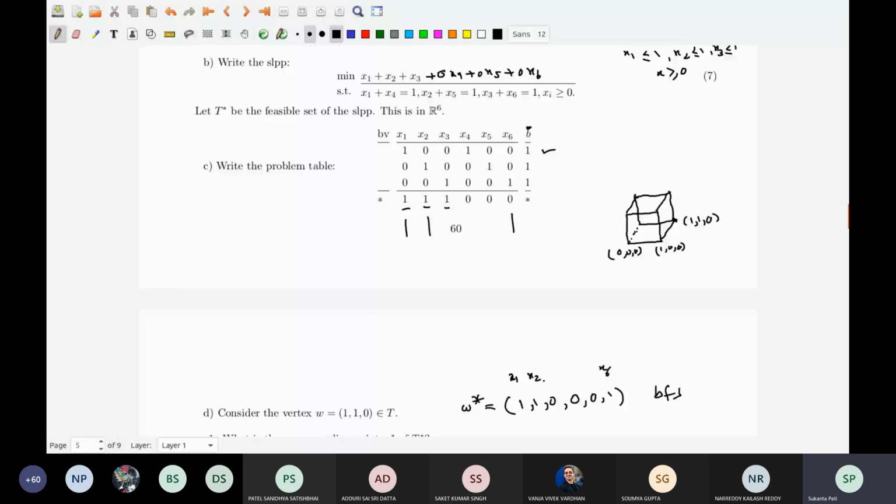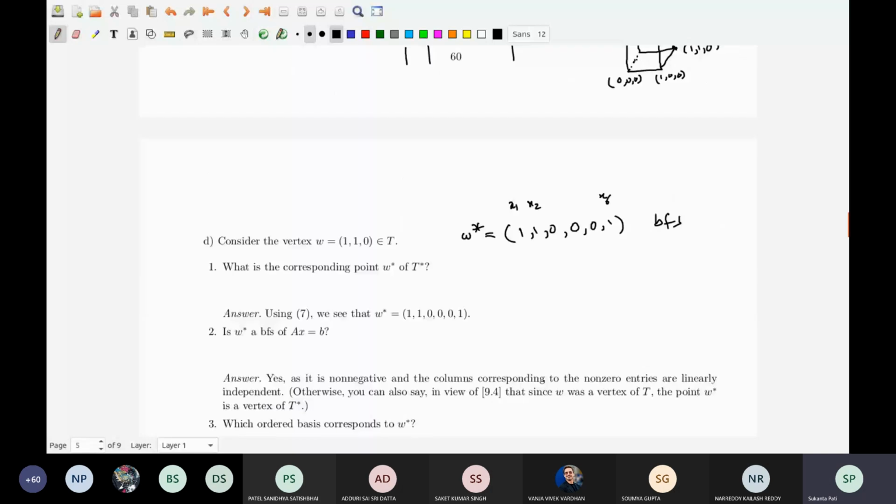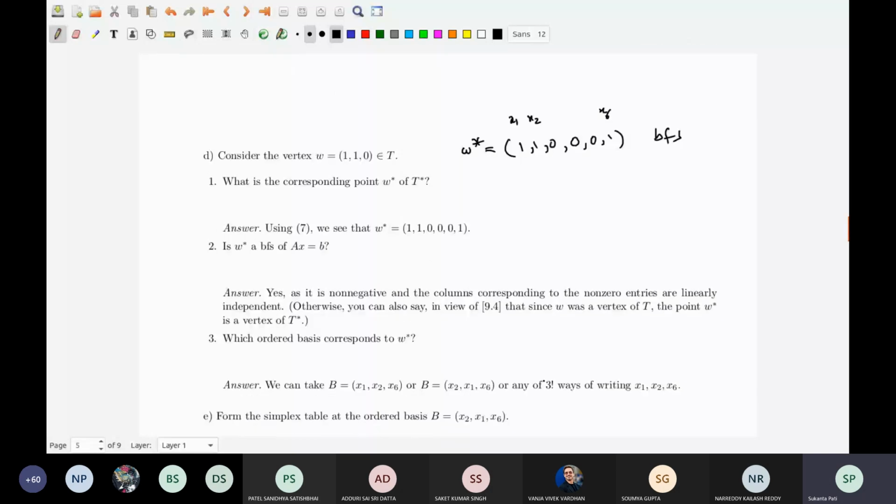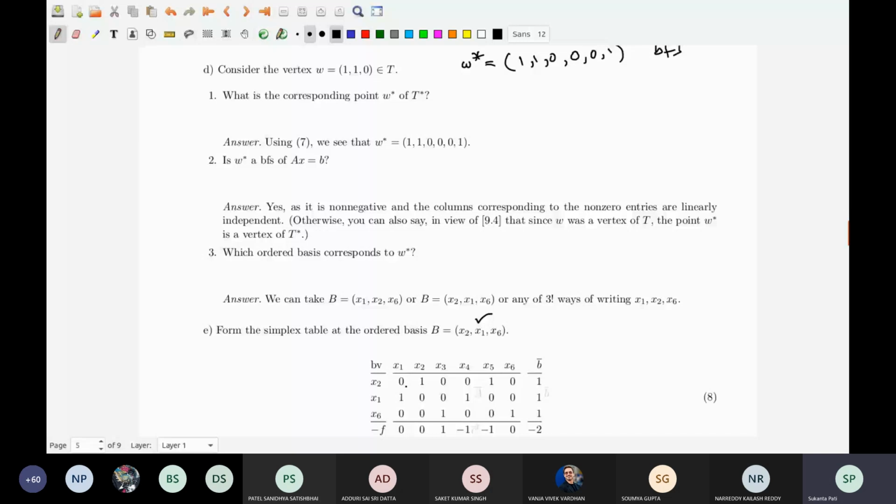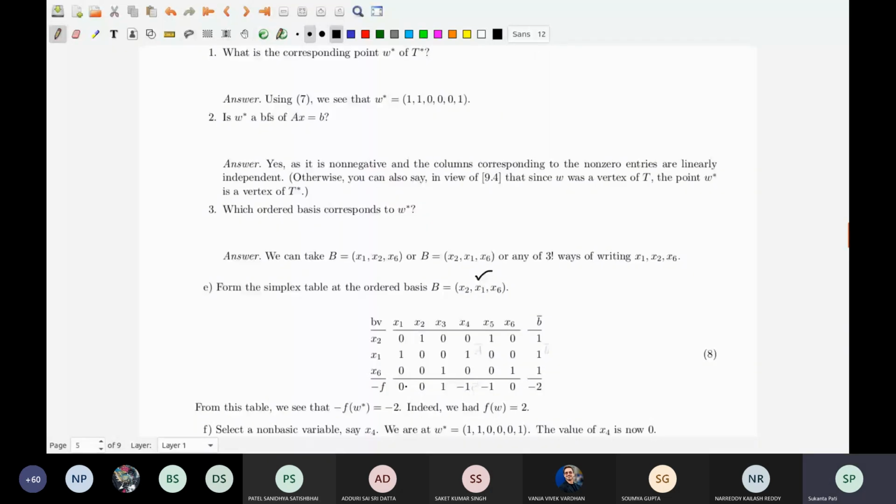You can choose X1, X2, X6 or X2, X1, X6 or any of the 3 factorial orders. But let us choose this one, X2, X1, X6. This one will illustrate it better. Now that I have found an ordered basis, X2, X1, X6, okay, I have given you the ordered basis.